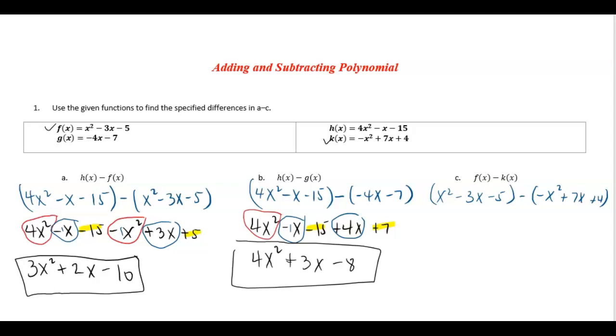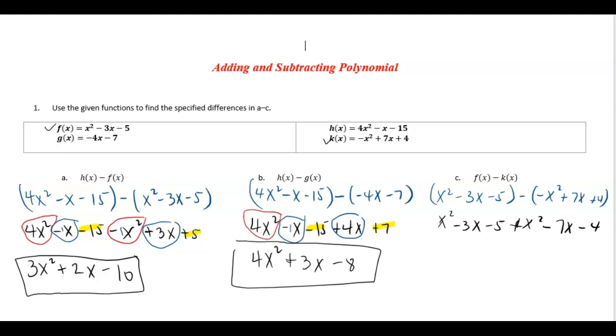Okay, now I like to rewrite it without the parentheses. So we're gonna have x squared minus 3x minus 5. Now that's a negative sign, so that's when we're gonna change everything inside the parentheses on the second one. Okay, so that negative x squared is gonna become positive x squared. That plus 7x is gonna become minus 7x, and that plus 4 is gonna become minus 4.